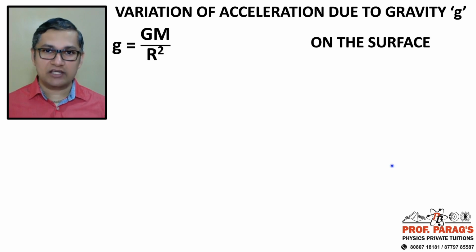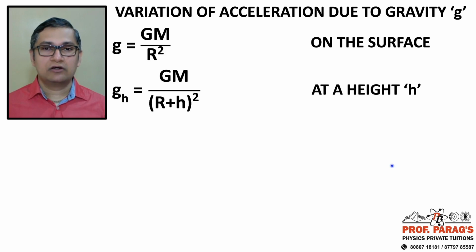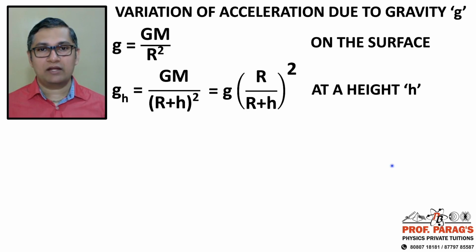Now how does this change? What is the variation in it? The first thing is, if we are at a height h, then all you can do is replace the denominator, which is capital R, with R plus h. That height h is measured from the surface of earth. Or if you want to express it in terms of small g, the acceleration due to gravity on the surface, then you can write it as small g into R upon R plus h, the whole square.